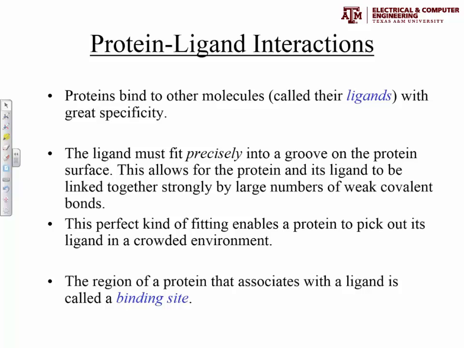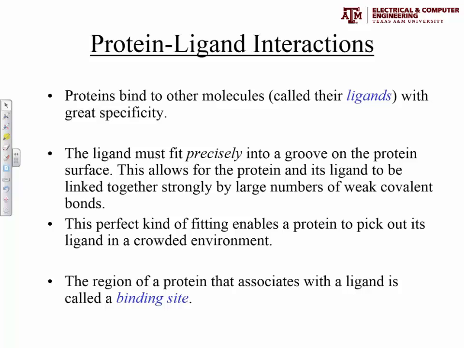So this ligand, the molecule that the protein binds to, must fit precisely into a groove on the protein surface. This will allow the protein and its ligand to be linked together strongly by large numbers of weak covalent bonds. They have to fit exactly into each other. If the fit is not perfect, then that's not the ligand for that protein. So they differentiate based on the shape.